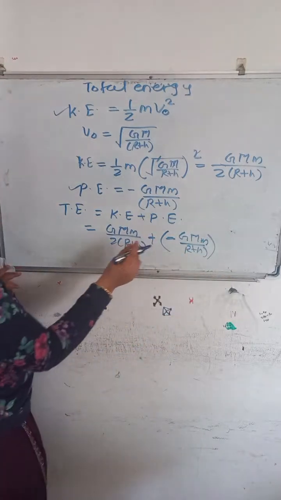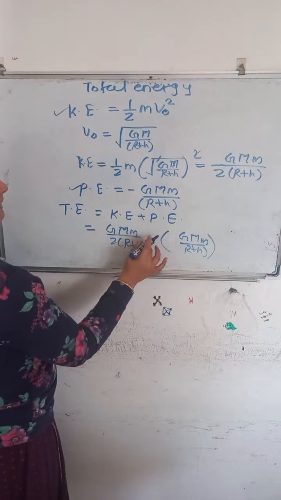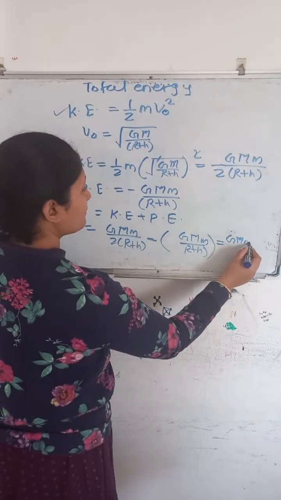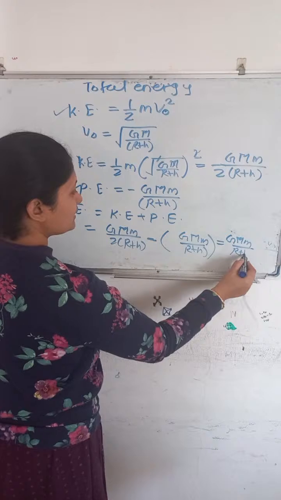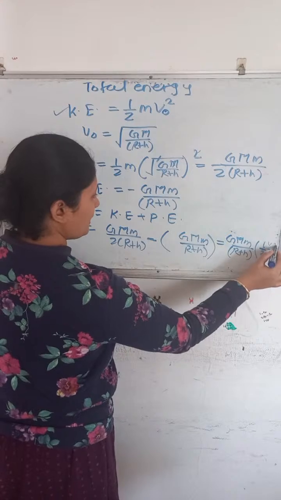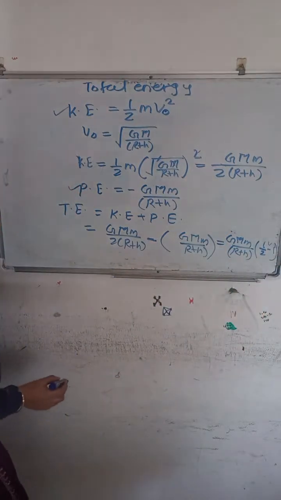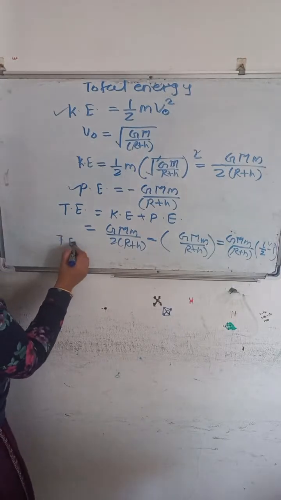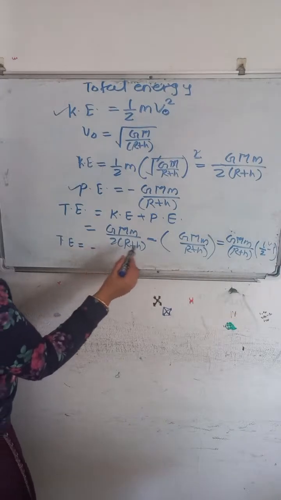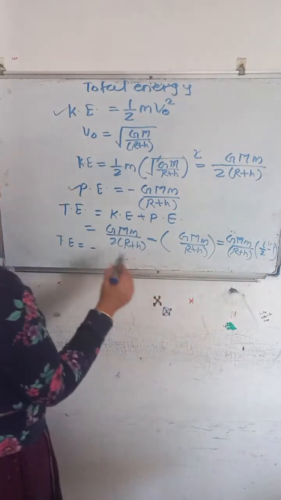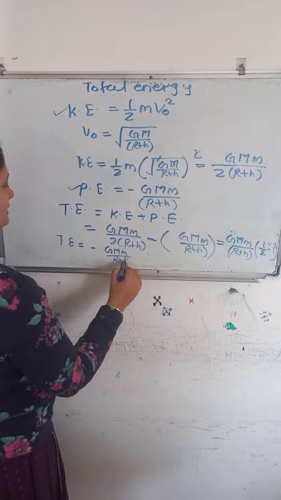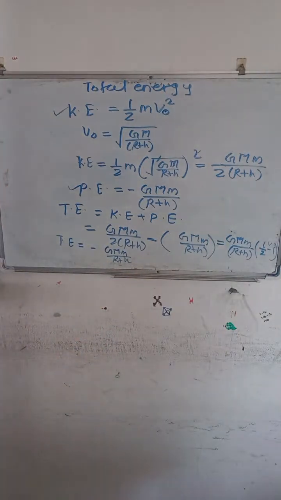Okay, so here minus plus is minus, so I will write here minus. Now if I take GMm common, upon r plus h is also common, so what will remain here? 1 by 2 minus 1. Okay, so this portion will remain here, and total energy we are getting as minus half, means here 1 by 2 minus 1 is nothing but minus half, so minus GMm upon r plus h. Okay, this is the total energy we are getting.